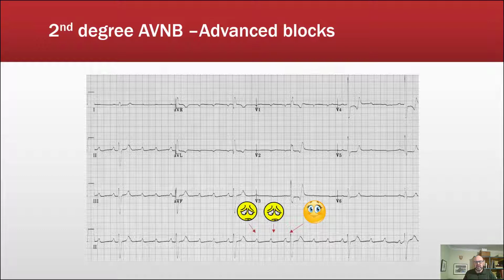Advanced blocks can be due to either a type 1 or a type 2 second degree block, but the concerning factor for us is going to be the low ventricular rate that they tend to produce. This ECG shows a regular rhythm with a ventricular rate of 35 beats a minute, but the atrial rate is 140. The P wave is rounded and it's positive in lead 2, so we're assuming a sinus origin. The PRI on the conducted beats is constant, and the QRS is narrow.